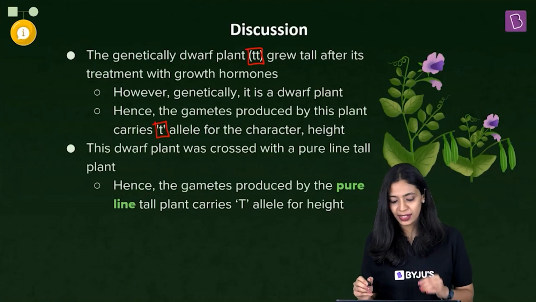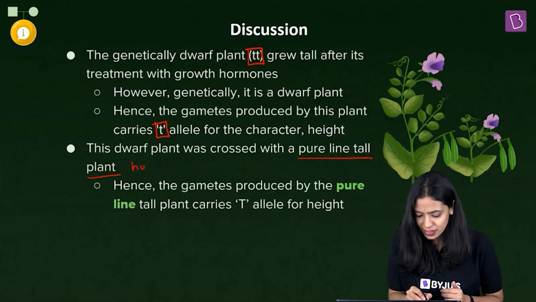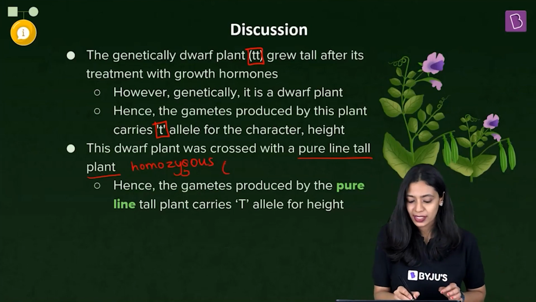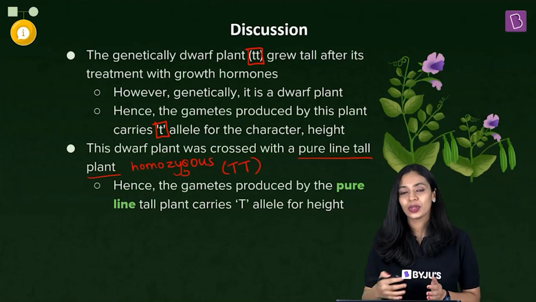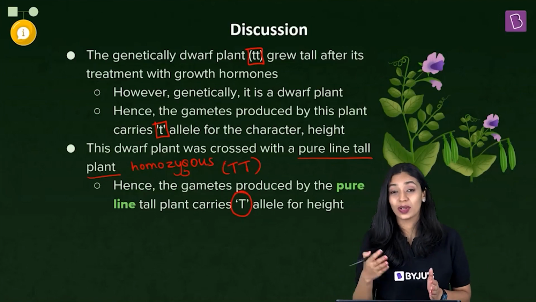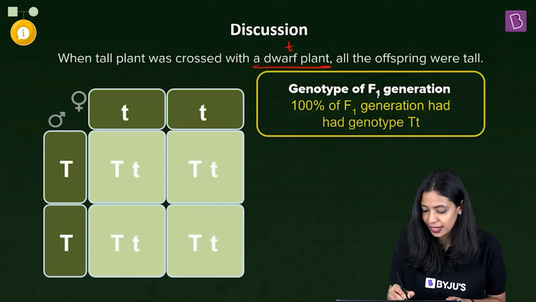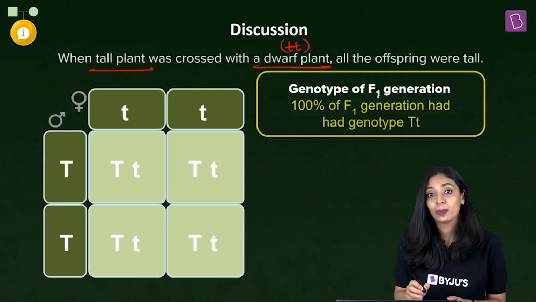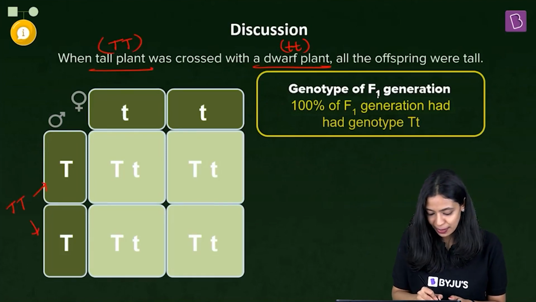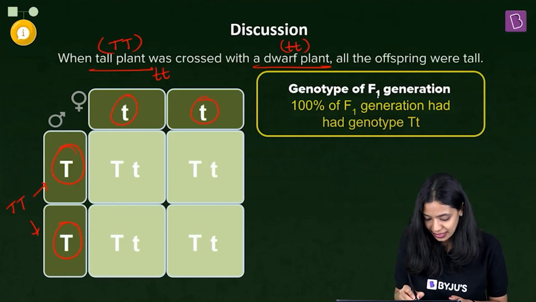Now, when this dwarf plant is crossed with a pure line tall plant, what is a pure line tall plant? A pure line tall plant is a tall plant that is homozygous. So, since it is homozygous, it will carry capital T as the genotype. The gametes produced by the tall plant will carry the allele responsible for tallness, capital T. Here we are crossing the genetically dwarf plant that has the genotype small t with a pure line tall plant that has the genotype capital T. So the tall plant will produce gametes with the capital T allele, and the dwarf plant will produce gametes with small t as the allele.